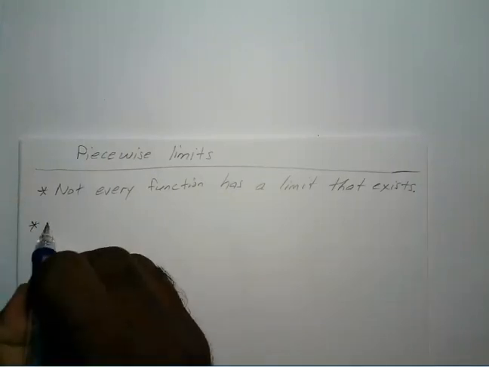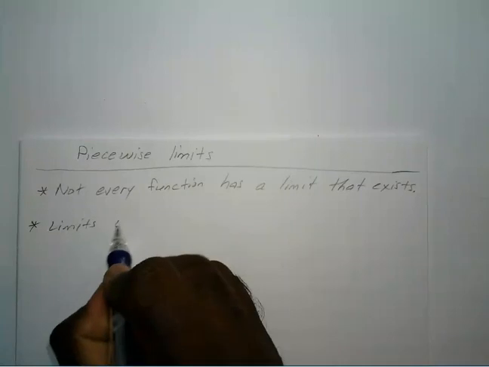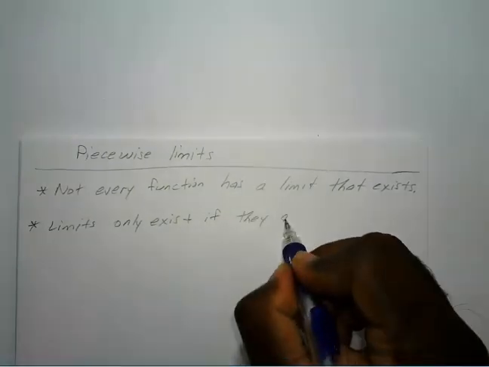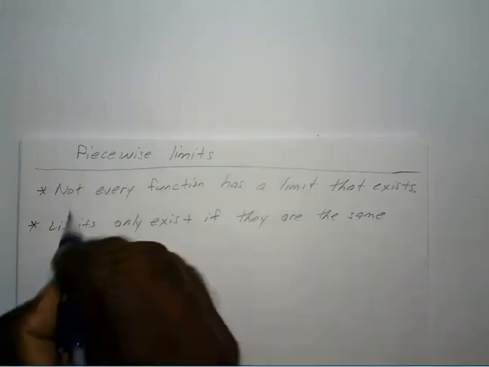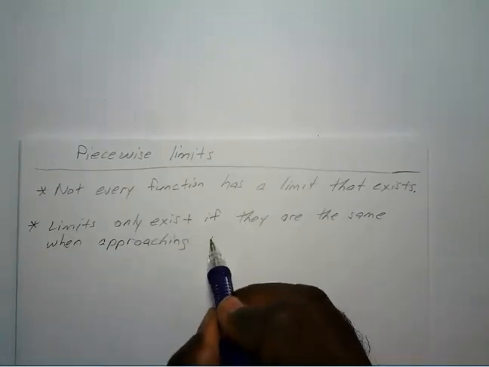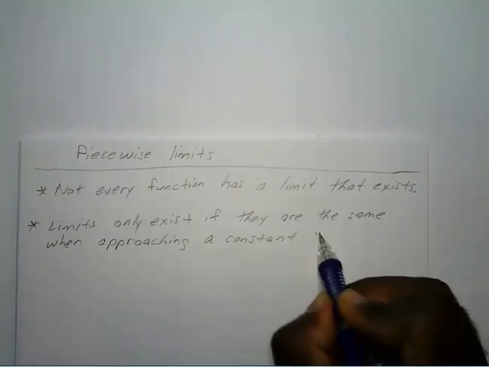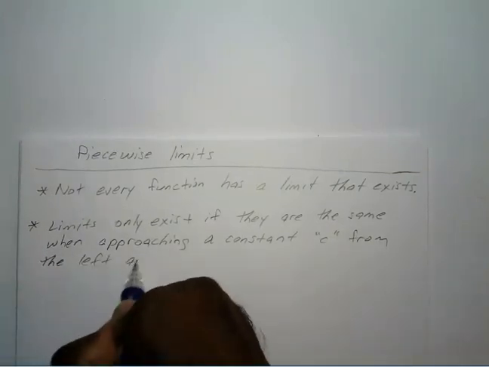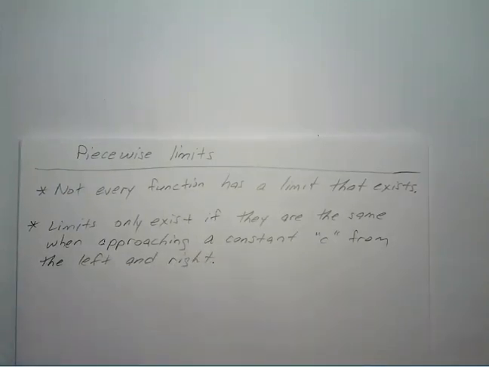Well, the second thing you want to remember is that limits only exist if they are the same when approaching a constant that we call c from the left and right. So that means, let's say if the limit is 3 when you approach it from the left, and the limit is 4 when you approach it from the right, then there's no limit. The limit doesn't exist.